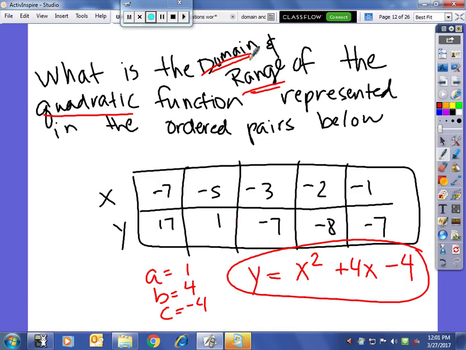Now that we know the equation, where do we go? We'll go to y equals first. Go to y equals and put in the equation, because we have to find the vertex, because the vertex determines the range. Vertex and range go together for parabolas.